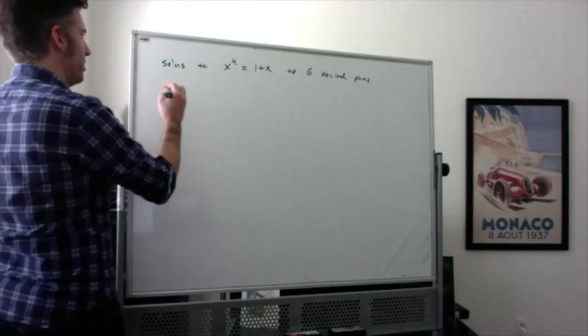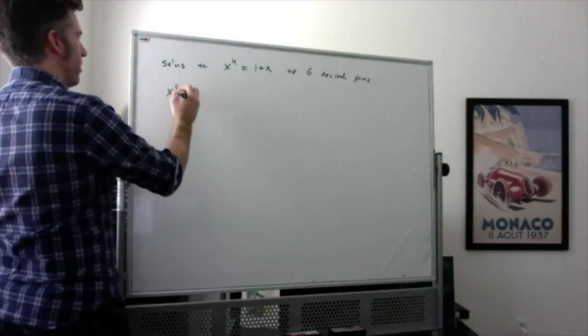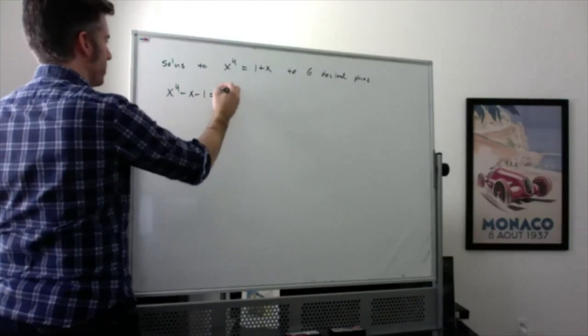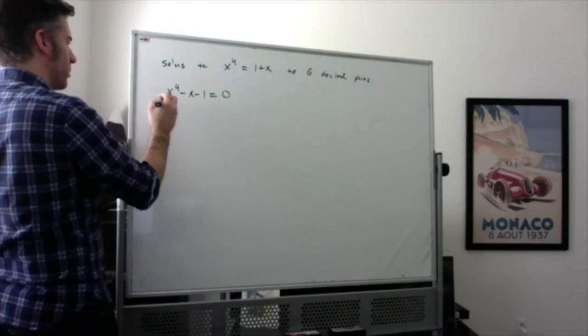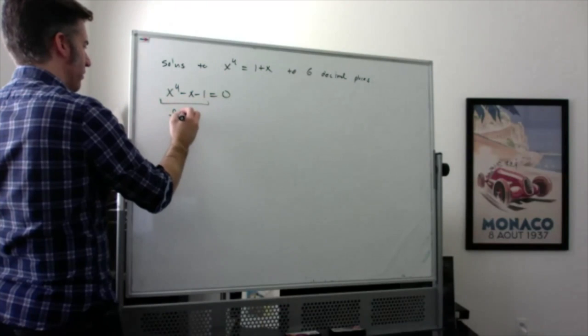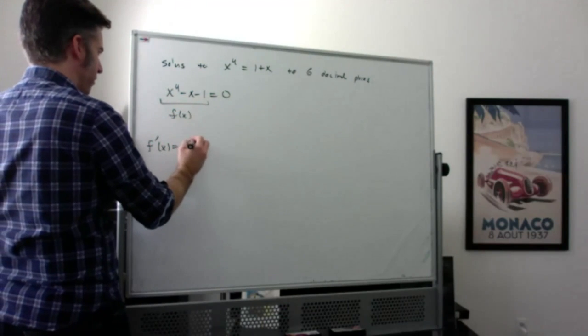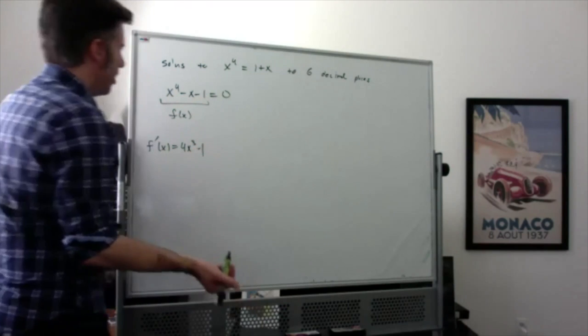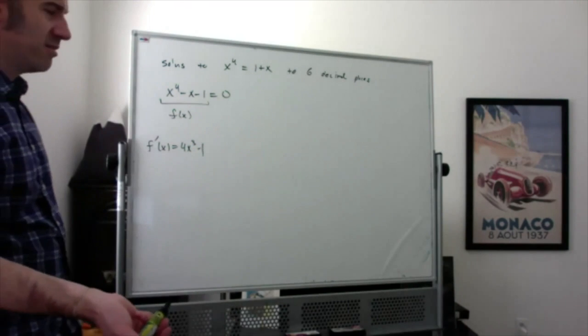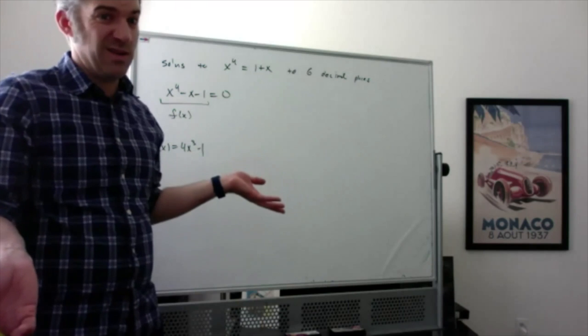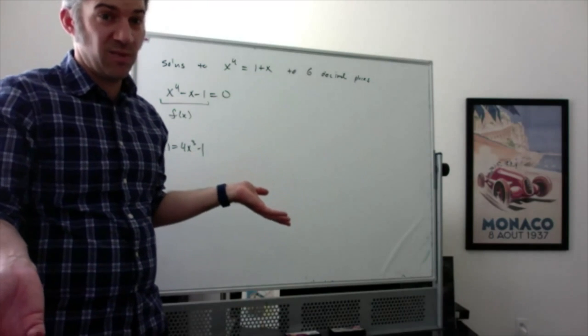So we want to rewrite this as x to the 4th minus x minus 1 equals 0. I'm going to call this f of x. And then f prime of x is 4x cubed minus 1. Okay, so here's the thing. They didn't tell us where to start. So we have to guess.